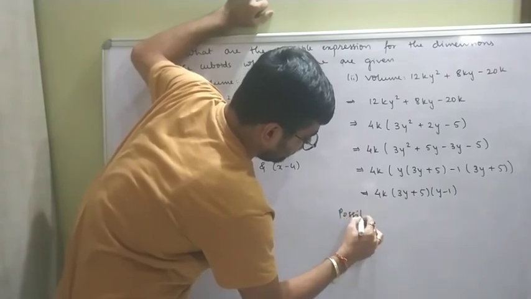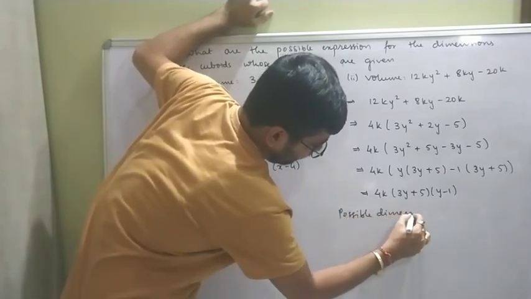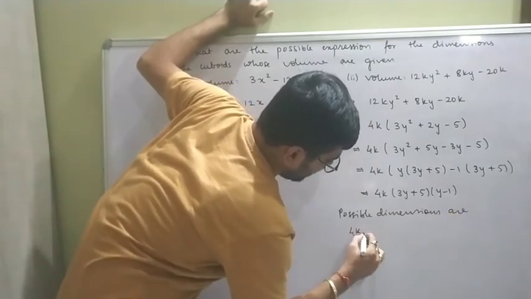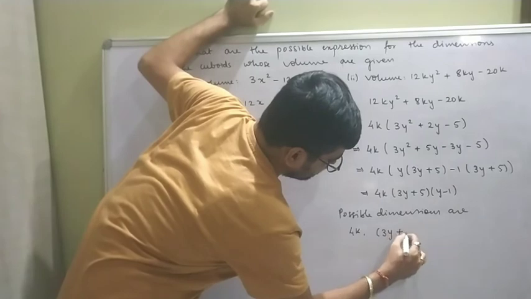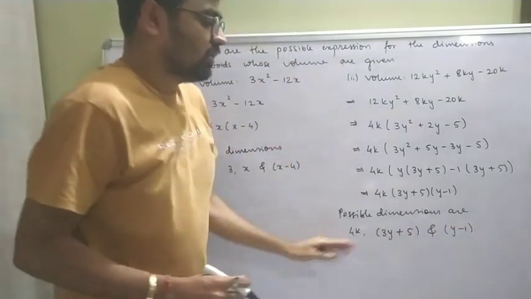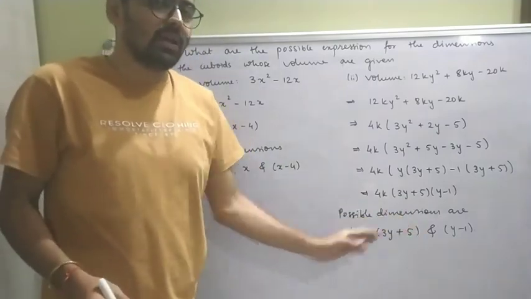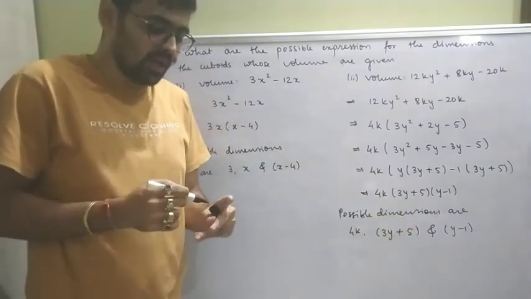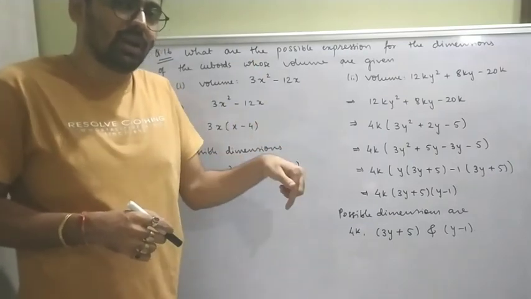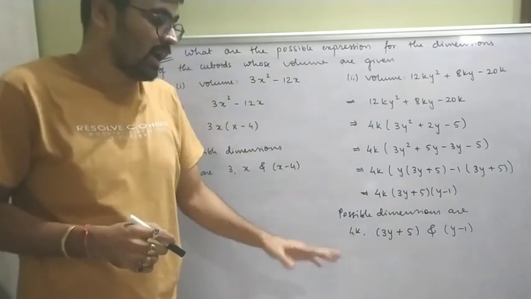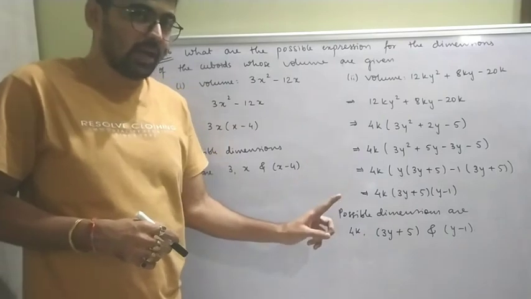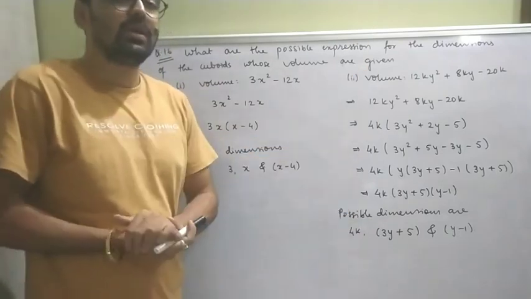So possible dimensions are, क्या क्या आएगा? 4k, 3y plus 5 and y minus 1. Now out of this also same thing. Anyone can be length, anyone can be breadth and anyone can be height. But length cannot be two things and two things cannot be length. जैसे आपको समझ में आया. Correct. These two cannot be length. Any one of them. है ना? At a time. Simple. So this is how this should be solved.